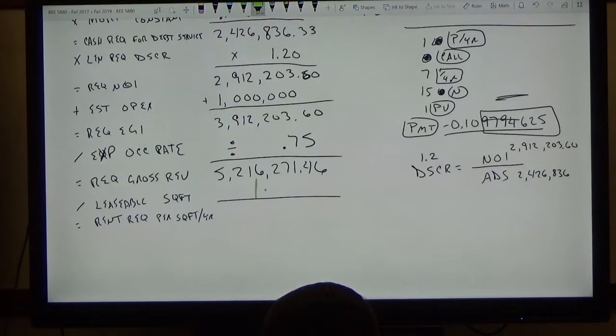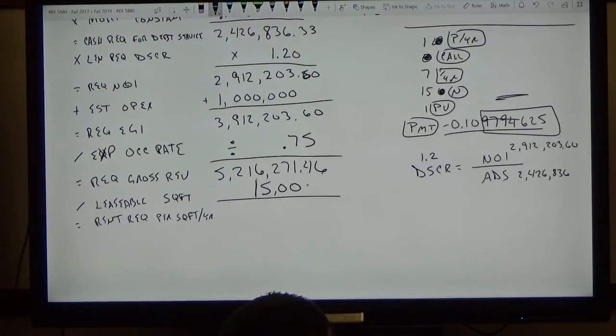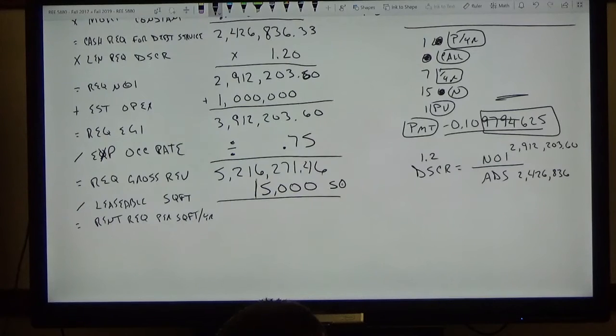Now all of a sudden it changes. Let's go to 15,000 square feet. Okay. Let's see what that gives us. Yeah, it's too high. Let's move the decimal place over one more. 150,000. Yeah.